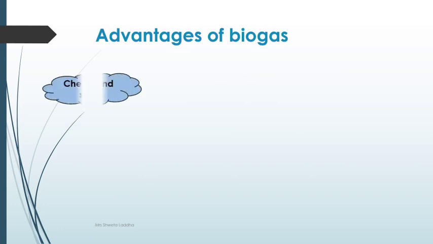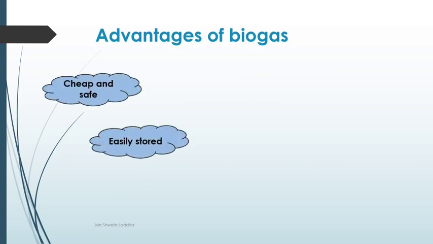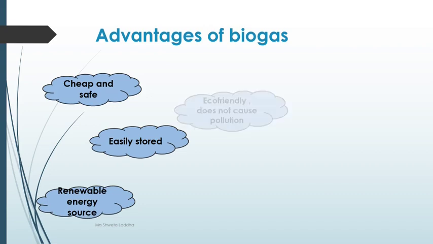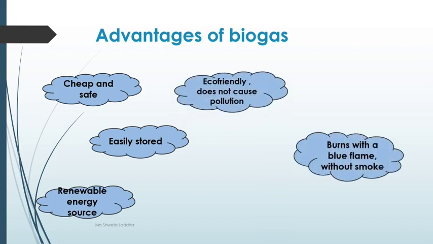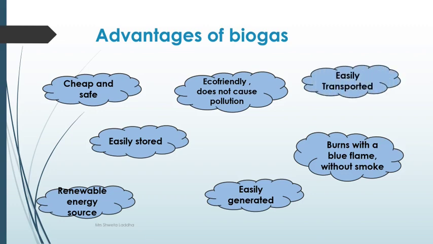What are the advantages of biogas? It is a cheap source of energy. It is a safe source of energy. It can be easily stored. It can be easily transported. It is a renewable energy source. It can be obtained again and again. It is eco-friendly because it does not cause pollution. It burns with a blue flame without any smoke, so no air pollution is caused. It can be easily generated. These are the advantages, and of course, it can be not only stored but easily transported.